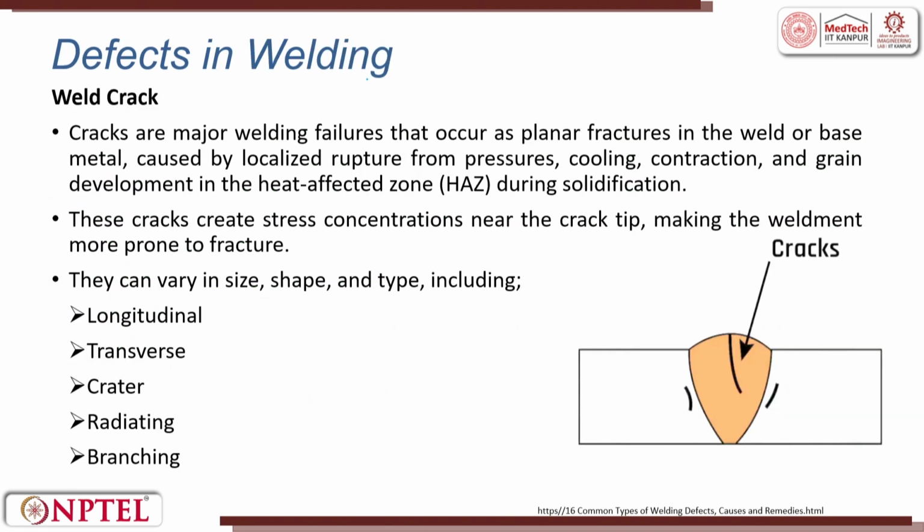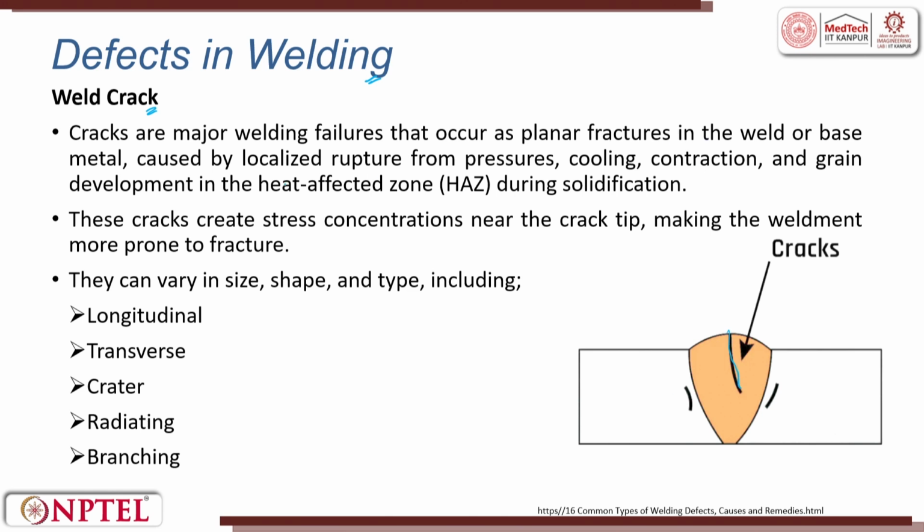Now moving to the last part of welding, which is the defects that happen in welding. There are many defects because there is heat, there is cooling, and there is a residual stress component involved. So there are a lot of defects which are generally possible in welding. Welding cracks are the major welding failures that occur as a planar fracture. You can see the cracks here.